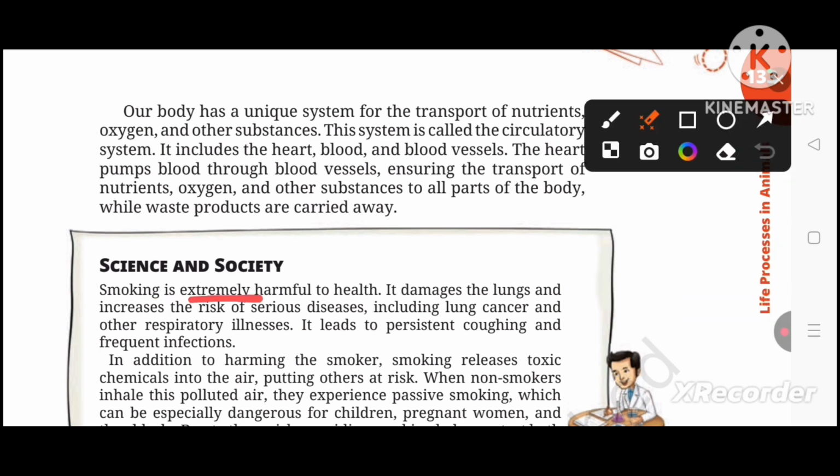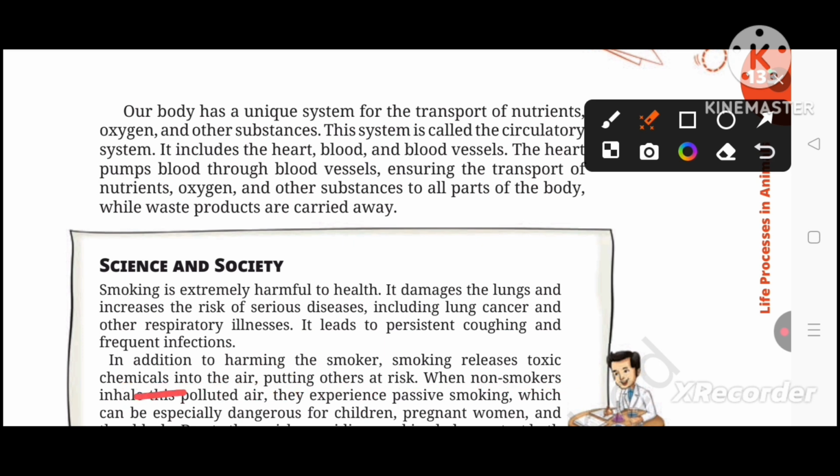Science and society. Smoking is extremely harmful to health. It damages the lungs and increases the risk of serious diseases, including lung cancer and other respiratory illnesses. It leads to persistent coughing and frequent infections. In addition to this harm, smoking releases toxic chemicals into the air, putting others at risk.